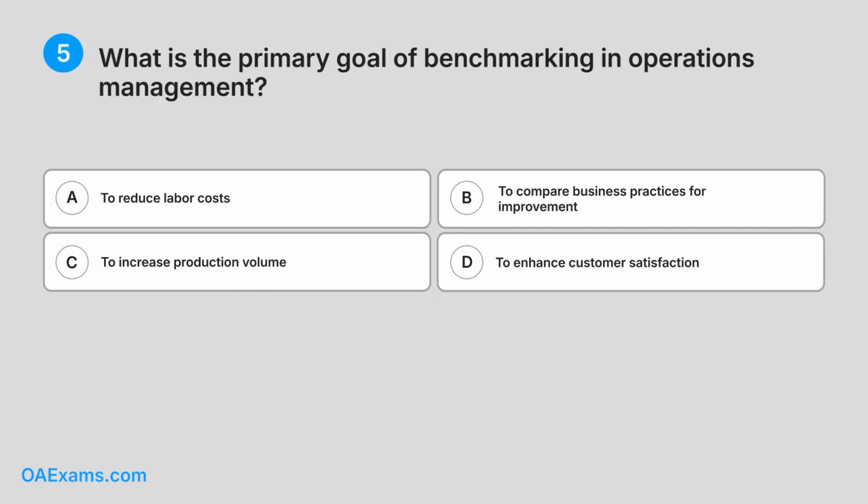5. What is the primary goal of benchmarking in operations management? A. To reduce labor costs. B. To compare business practices for improvement. C. To increase production volume. D. To enhance customer satisfaction. What do you think is the answer?